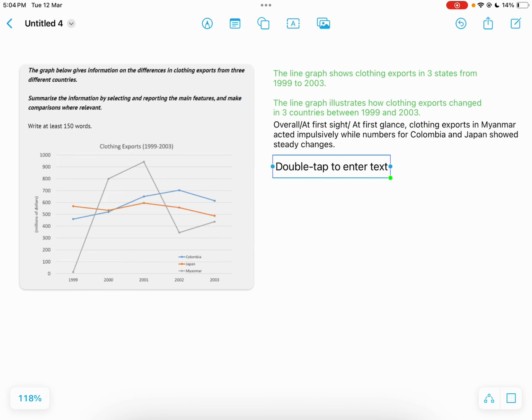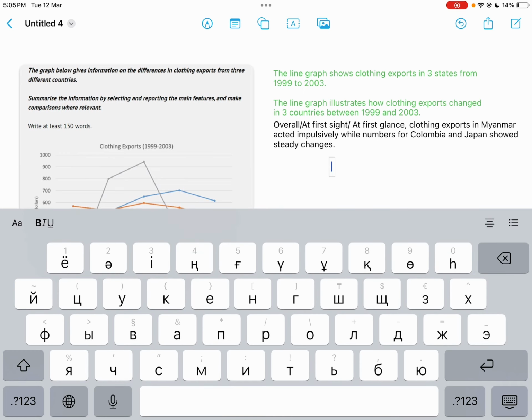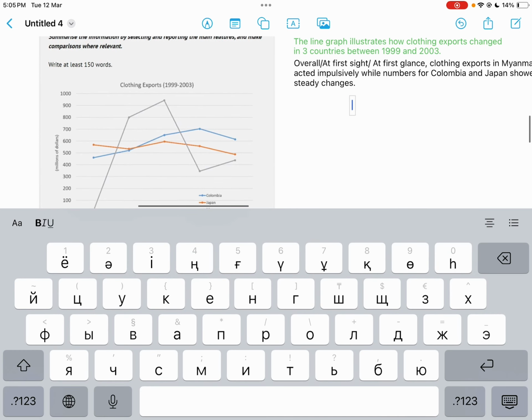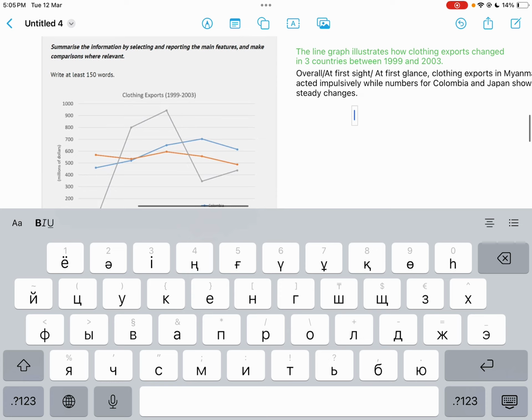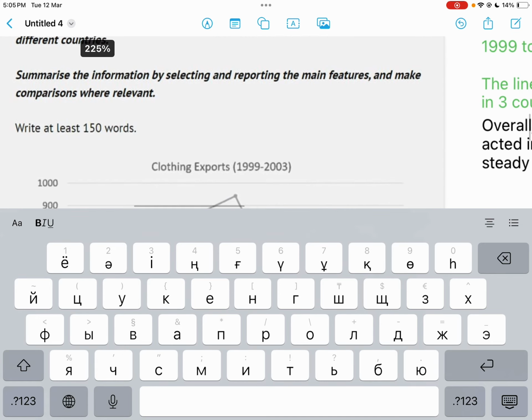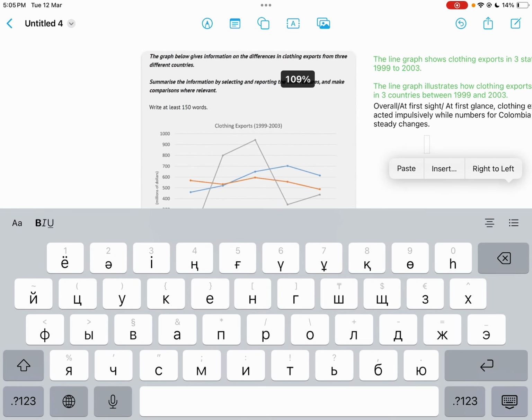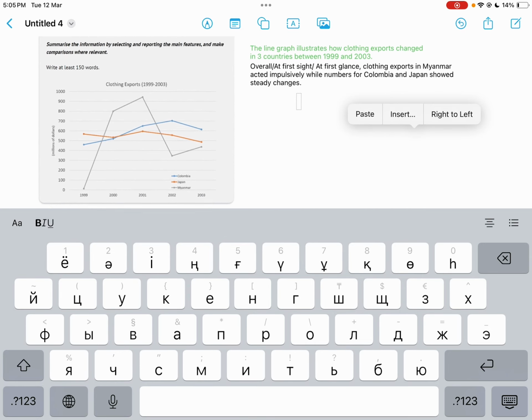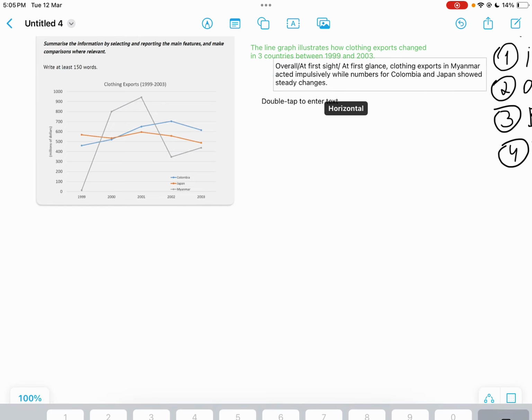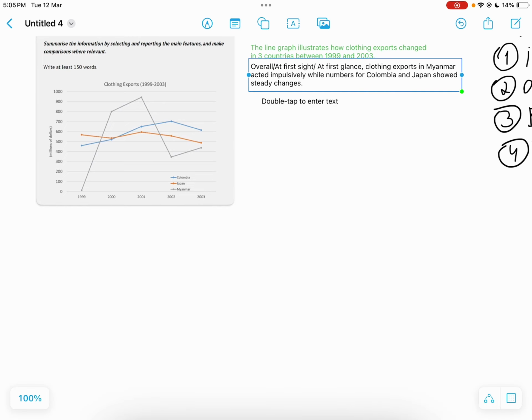How to write? It's so simple. You just have to summarize information. You don't have to write every detail, every number. You have to summarize the information, as it says in the task, by selecting and reporting the main features and making comparisons where relevant. So this is our task. Now we can start writing.